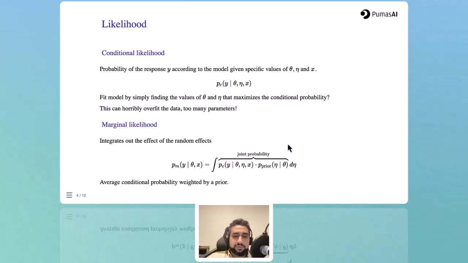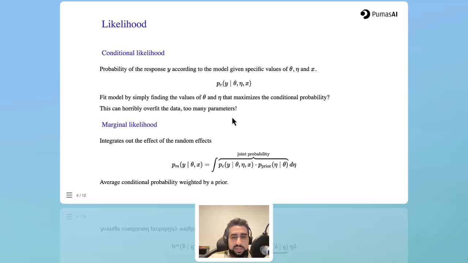And the way we write this in a continuous way, or in a continuum, because eta here is a continuous random variable, is using this integral. But the integral is basically just a fancy way to say that we are sampling values from the prior. So sample a lot of eta values and then take the average of this here according to the samples of eta. So that's the idea here. And so we can take the average conditional likelihood across all these different eta values, and that gives us the marginal likelihood.